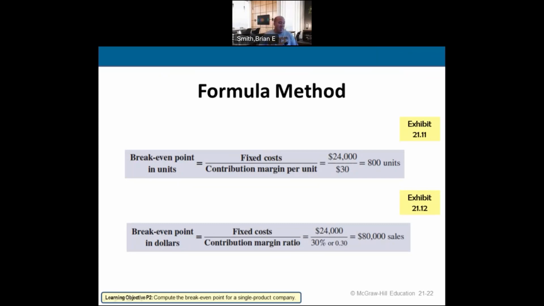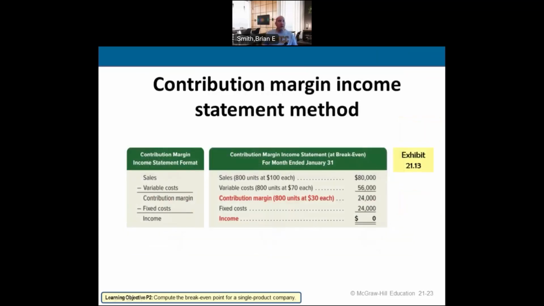What's our break-even point in actual dollars? Well, you can calculate this in one of two ways. First, you can take your fixed costs and divide it by the contribution margin ratio. $24,000 divided by 30%, or 0.3. That's going to get you $80,000. That's the amount of money you need to make to cover your fixed costs and your variable costs without making a dollar. Now, if you happen to know the number of units you have to make, in other words, your break-even point in units, and you know the selling price of $100, you just take 800 units and multiply by $100, and that'll give you $80,000 as well. Both ways are just fine.